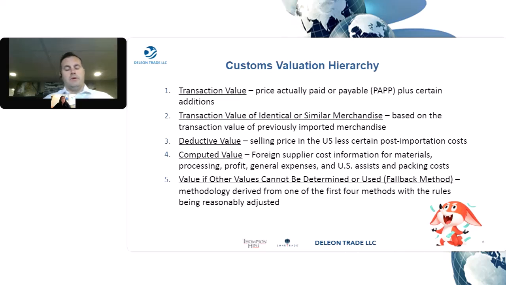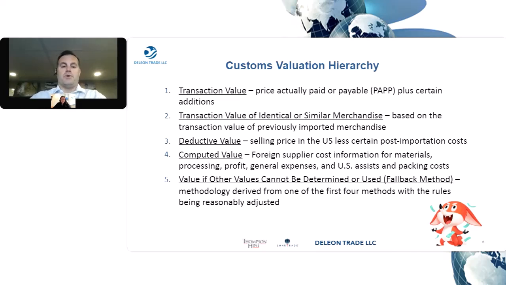100%. So first topic, customs valuation hierarchy, right? It's a hierarchy. It's not a menu. An importer cannot specifically just say, hey, I want to do computed value because it's going to result in less of a value than if I use transaction value. It doesn't really work that way, right? Transaction value has to be used unless there are some factors present in the transaction that specifically rule it out from being acceptable.